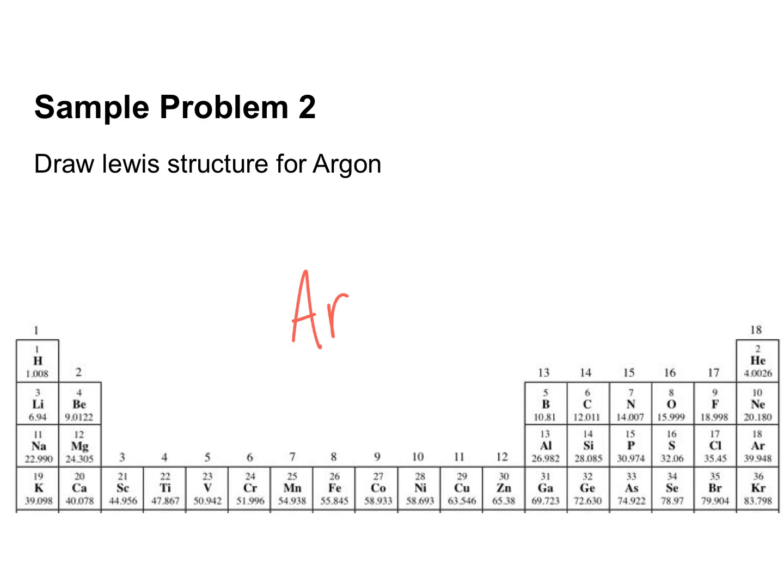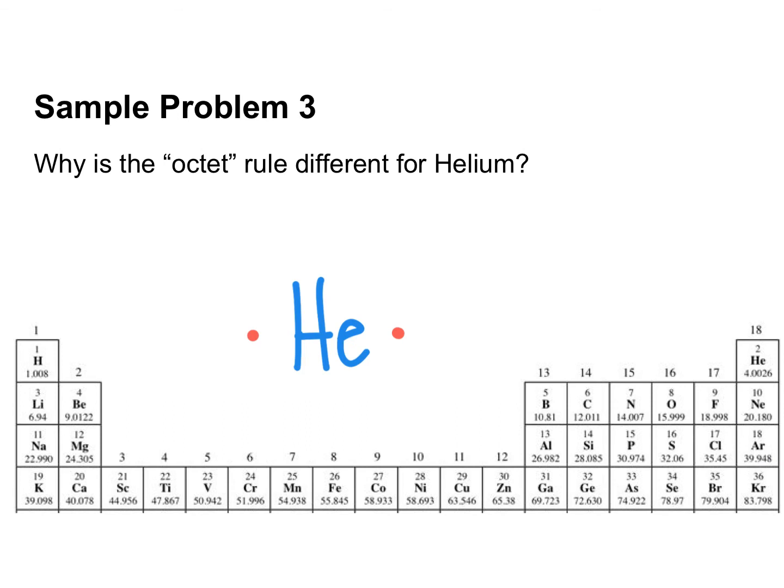Now for argon, we locate argon, and it's over here. It's a noble gas, so it's going to have 8 valence electrons. 1, 2, 3, 4, 5, 6, 7, 8. Now the octet rule is different for helium because it is way over here, and you can see that its atomic number is 2. So that means it only has 2 protons, so it can only have 2 electrons. And this is when we use the duet rule instead of the octet rule.